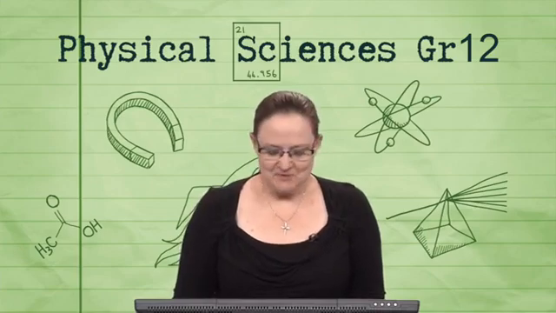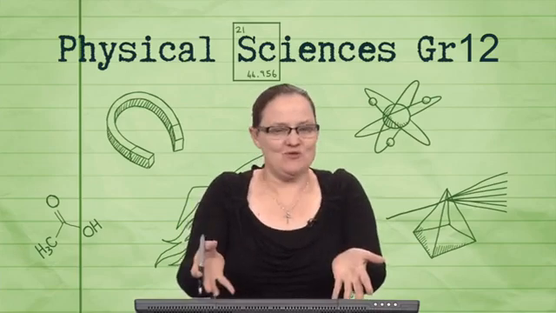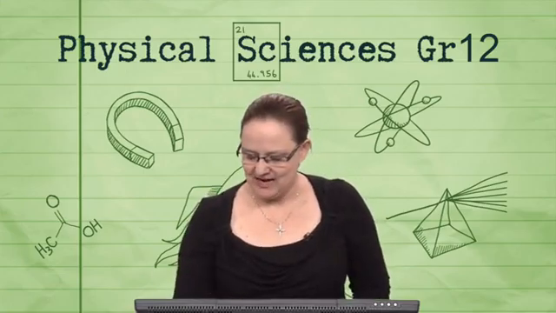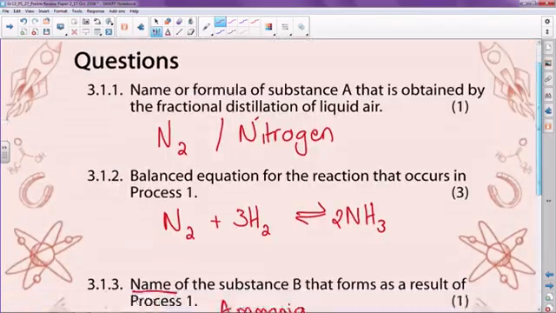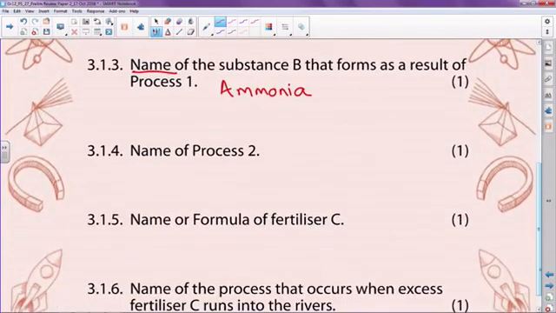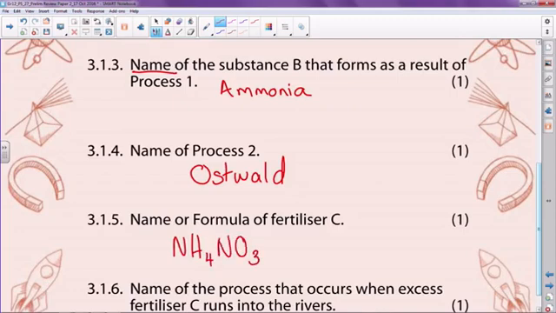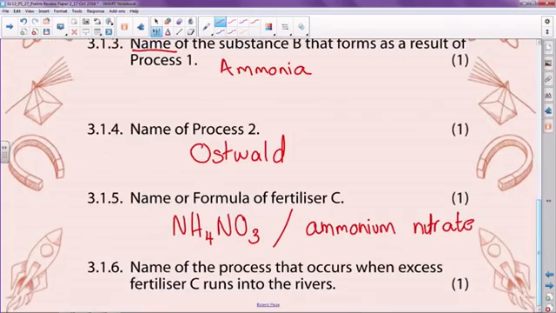Okay, grade 12s. You shouldn't have struggled with this because actually all the answers are here except for the last one. This question here was name of process 2. Well, we put that in. It's the Ostwald process. Name or formula of the fertilizer C. So that was NH4NO3. And they're giving you the name because they're trying to make it a bit easier for those of you that can't write the formula, because it's ammonium nitrate.